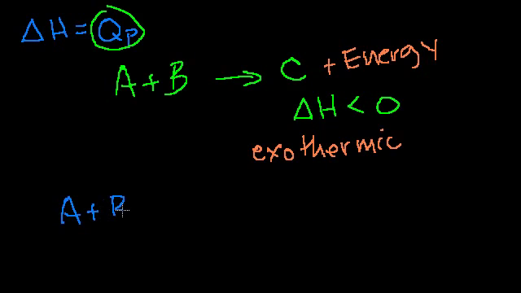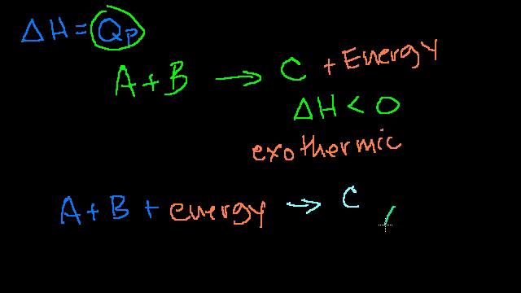And then if you have a reaction on the other side that needs energy, so let's say you have A plus B plus some energy yield C, then what does that mean? Well, that means that the system absorbed energy. The amount of energy you absorbed is your change in enthalpy. So your delta H is going to be positive. You've absorbed energy into the system. And we call these endothermic reactions. You're absorbing heat.